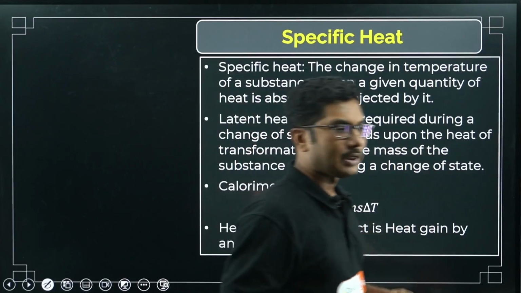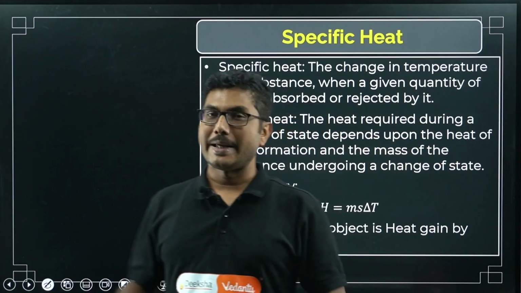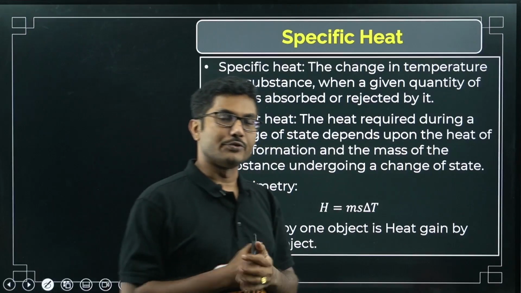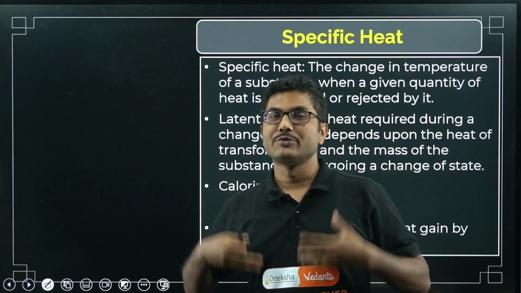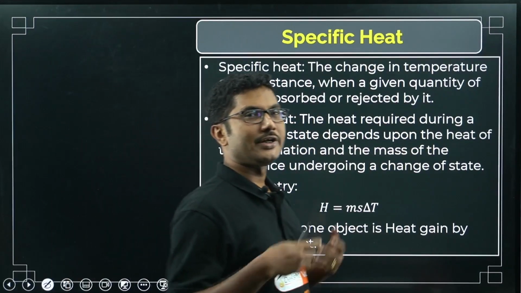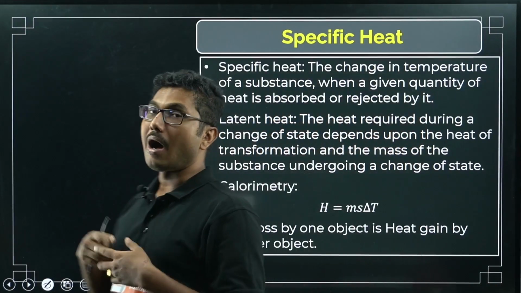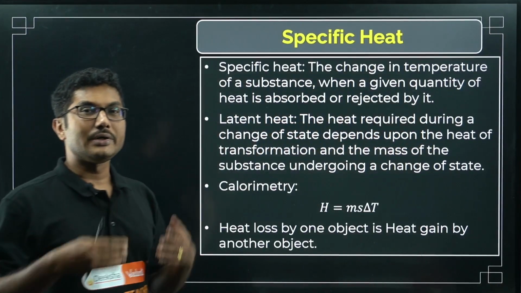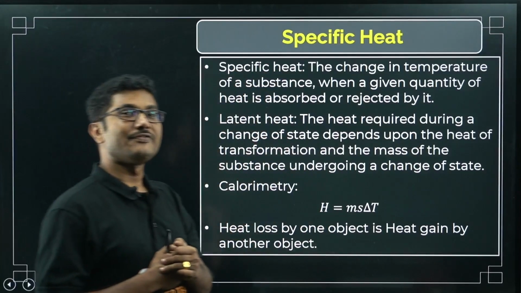So for example, you have a container full of water. You place it on top of a gas stove. So what will happen? The water will slowly start absorbing the heat from the stove, right? As it is absorbing the heat from the stove, it will slowly increase in its temperature. Now how fast or how slow it will increase the temperature depends on this term called specific heat.